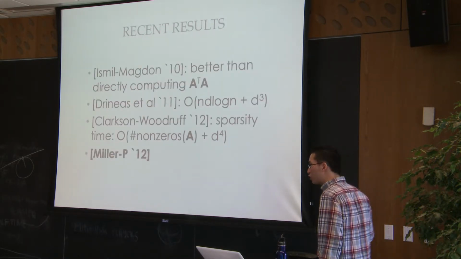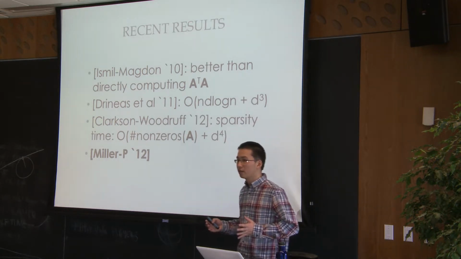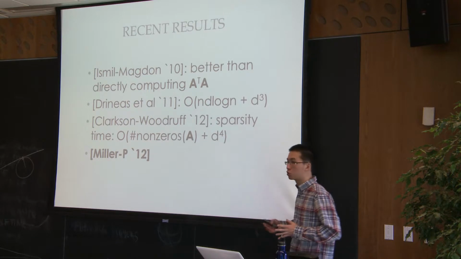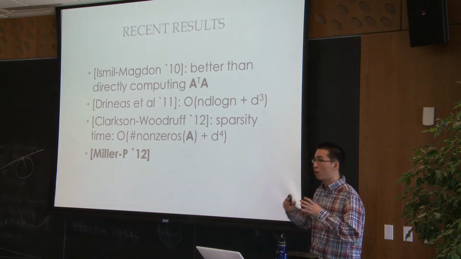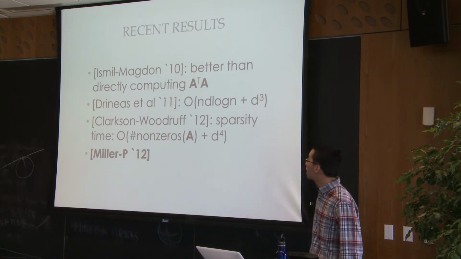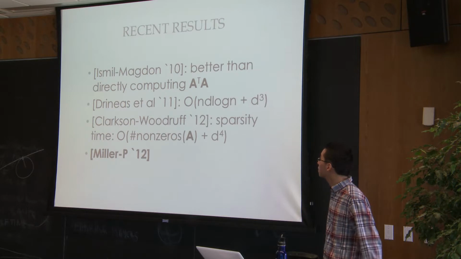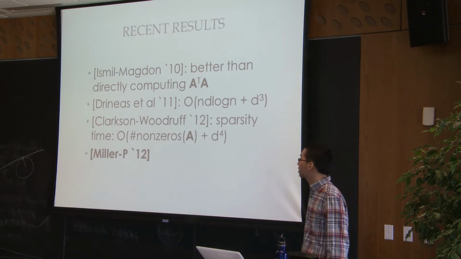Due to the deficiency of this kind of sampling, there has been a lot of work in the intersection of theory and machine learning on getting better algorithms for doing this kind of sampling, for getting this smaller matrix B. This was initiated by work by Mahoney, who showed that you can do better than directly computing A transpose A.